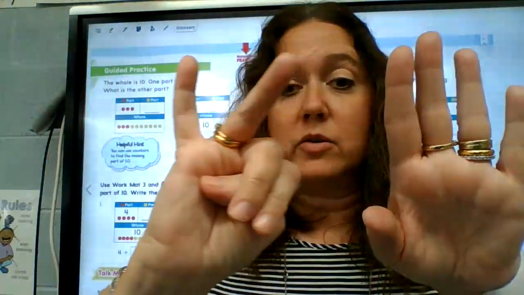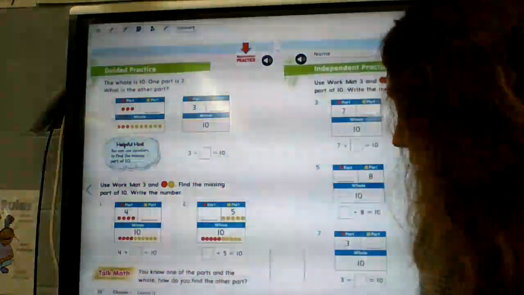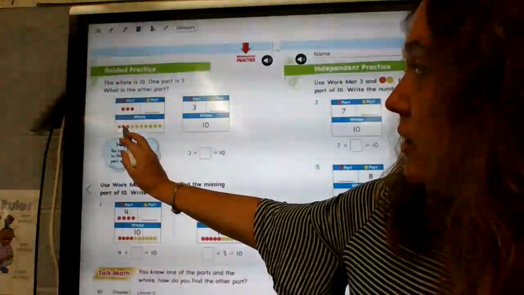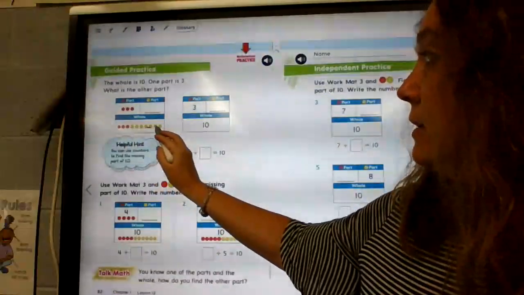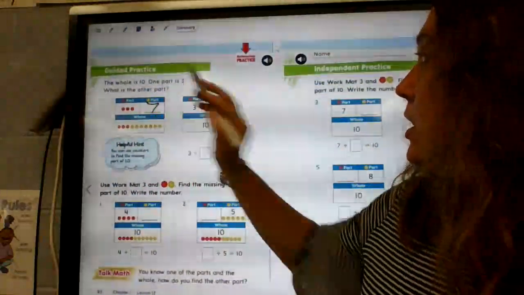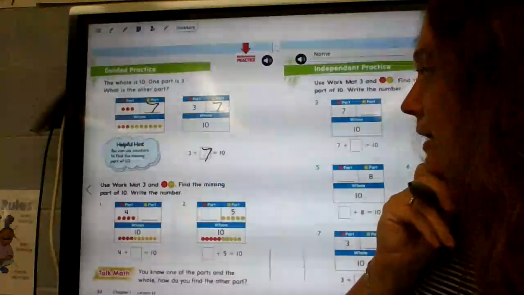1, 2, 3. How many fingers are left? 1, 2, 3, 4, 5, 6, 7. Also, we knew we could count it here. They gave us 3 red, 7 yellow. Whoops, I didn't mean to do that. 3 plus 7.